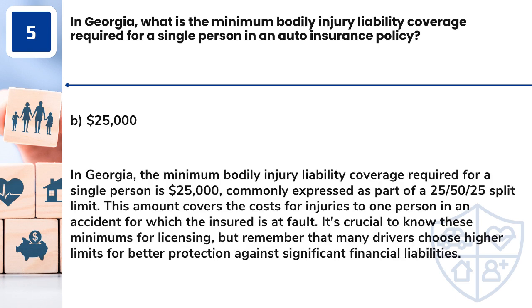Answer: B. $25,000. In Georgia, the minimum bodily injury liability coverage required for a single person is $25,000, commonly expressed as part of a 25/50/25 split limit. This amount covers the costs for injuries to one person in an accident for which the insured is at fault. It's crucial to know these minimums for licensing, but remember that many drivers choose higher limits for better protection against significant financial liabilities.